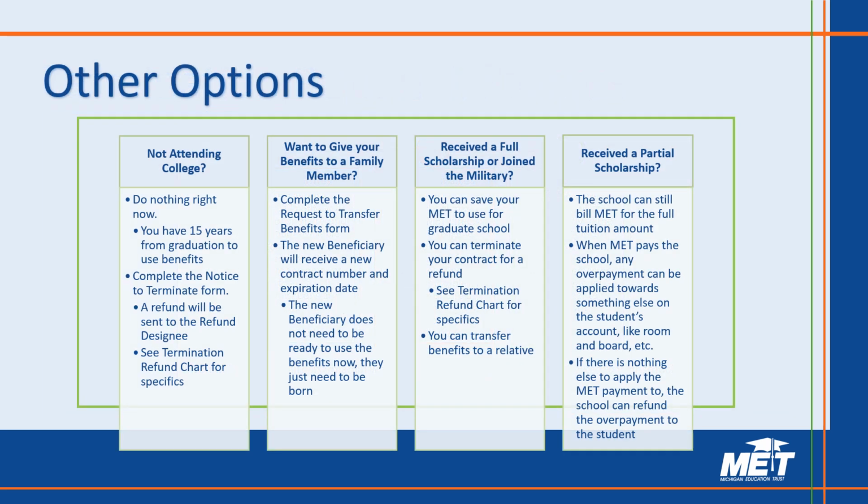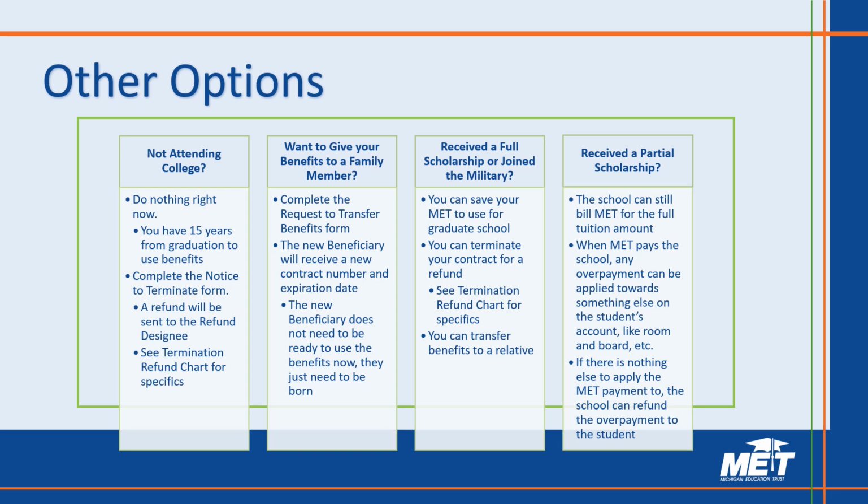If you are unsure of what your plans are for after graduation, that's okay. You do not need to do anything with your Met right now. You have 15 years from your expected high school graduation date to use your Met at school, transfer unused credits to a family member, or terminate your contract for a refund. If you are not planning on attending any schooling after high school, you can terminate your contract for a refund.